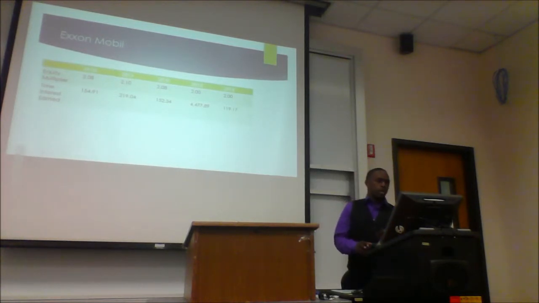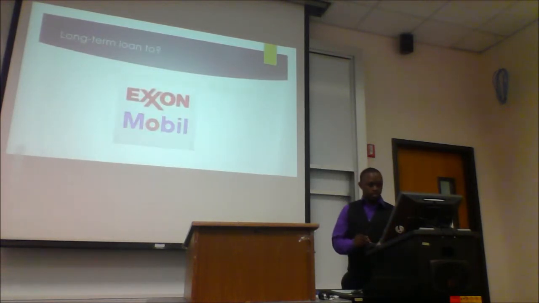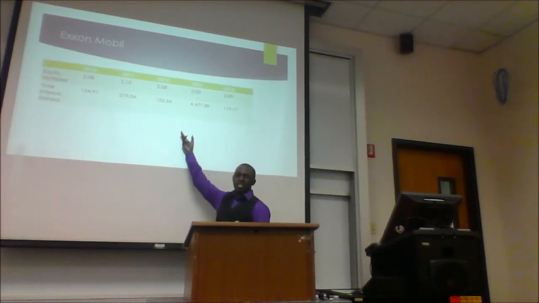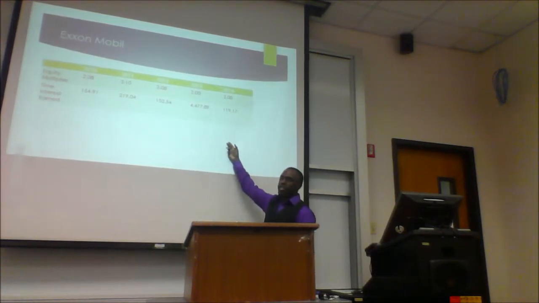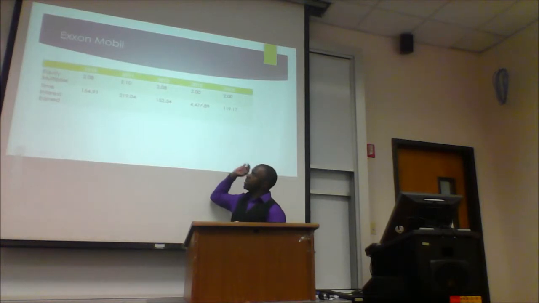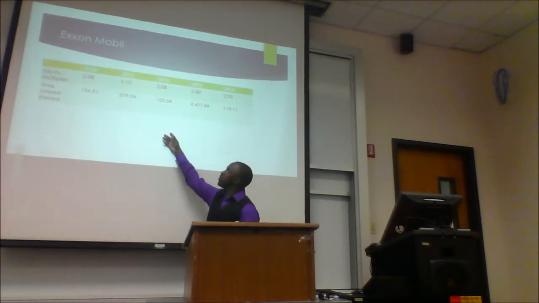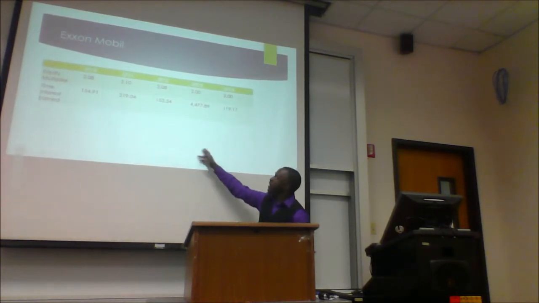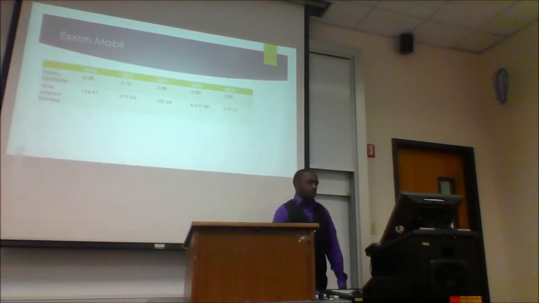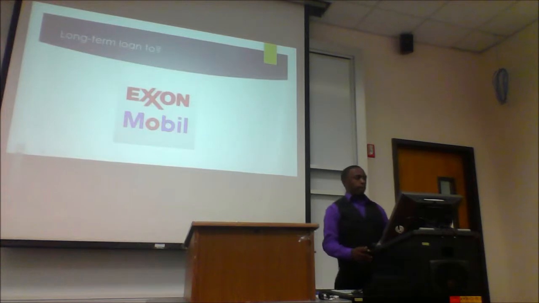Which company would I give a long-term loan to? Exxon. The reason I chose Exxon is because the equity multiplier was at a steady rate. It decreased in 2013 and remained 2.00 in 2014, and the times interest earned was 152.54, increased tremendously in 2013, but decreased in 2014, which is still fairly good.